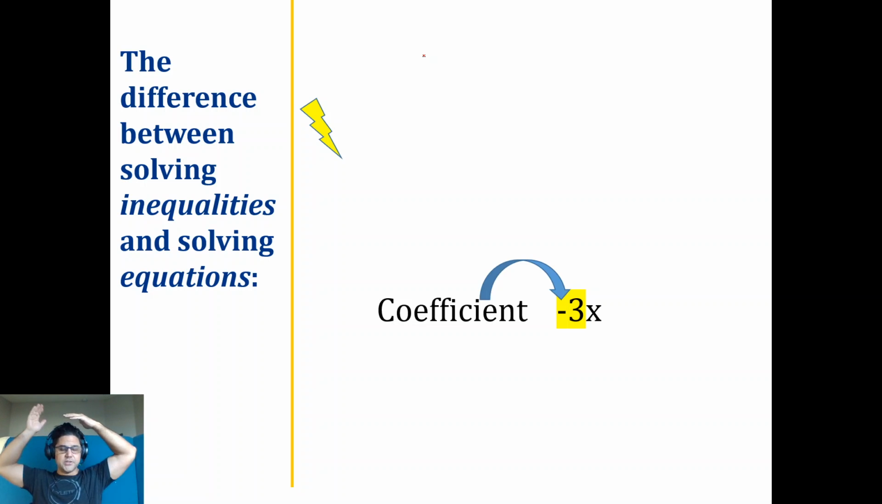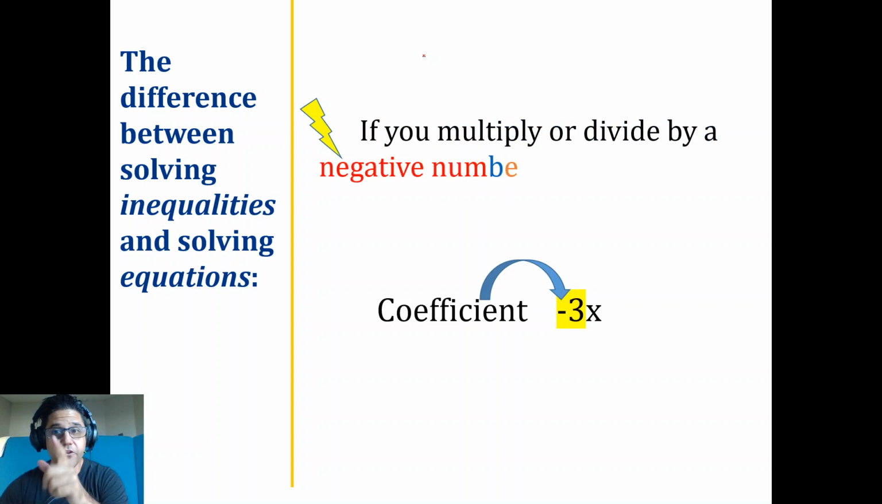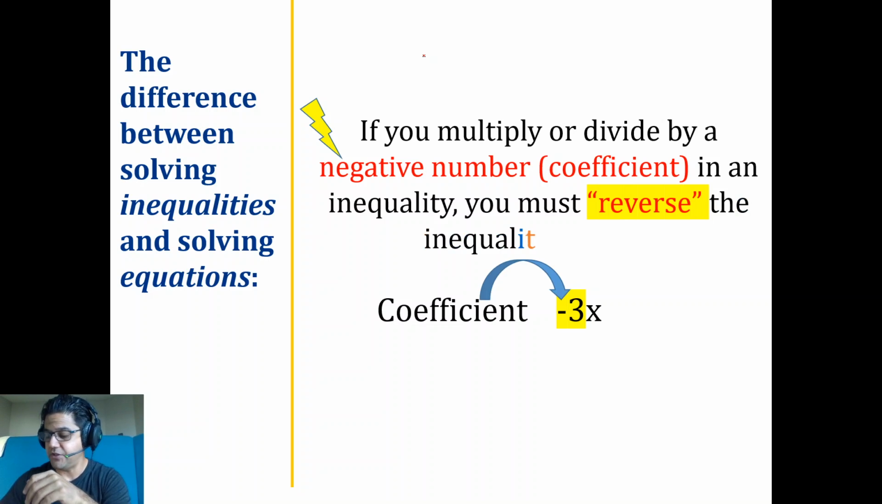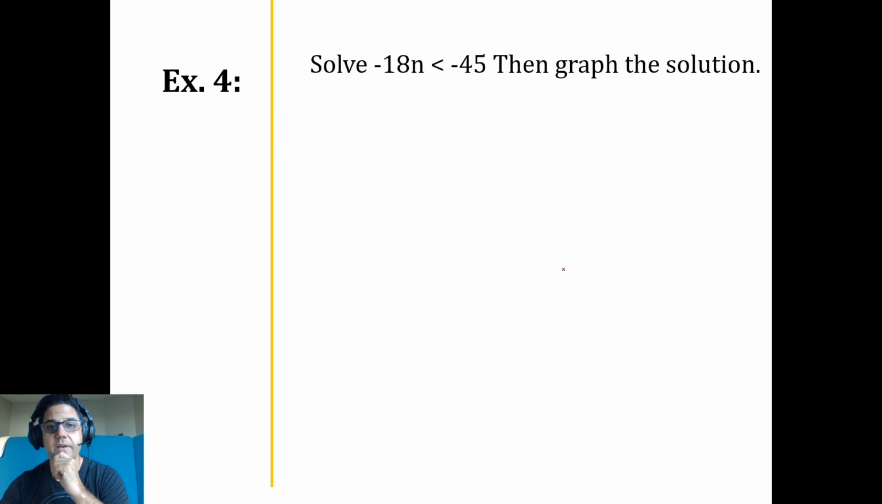Here's the important part, because this is where students constantly make mistakes. The previous problems are very closely related to what we did in chapter 3. The difference between solving inequalities and solving equations is as follows. If you multiply or divide by a negative number, do you see this negative number in front of the x? You must reverse the inequality symbol. Now, a lot of students, for whatever reason, either forget to reverse it or they reverse it in some weird spot. So let's try a few with those negative coefficients.